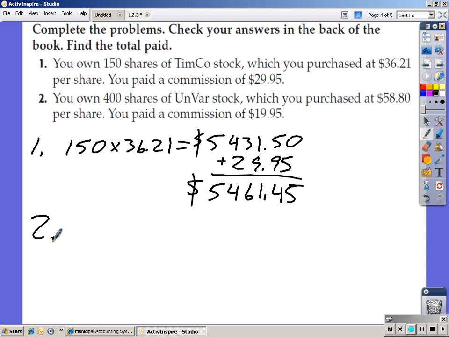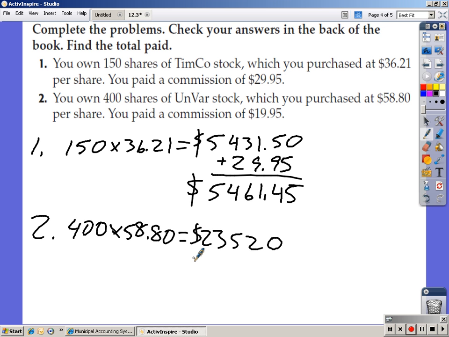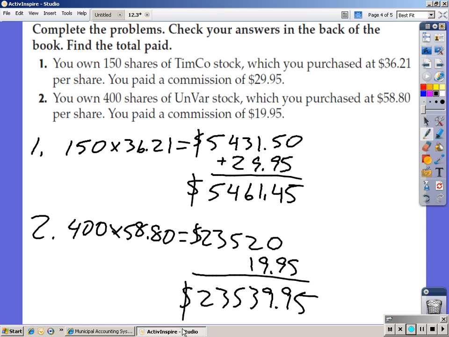Okay? Number 2, you own 400 shares of Unvar stock, which you purchased at $58.80, which is $23,520. Okay. You paid a commission of $19.95. Add $19.95 to that. You get $23,539.95 in total paid for the stock.